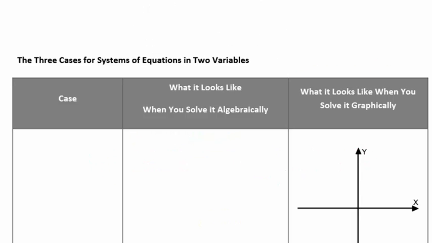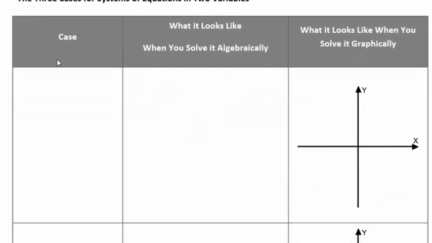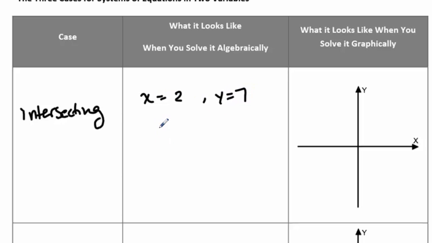Last, we have a summary here. 3 cases for systems. The first case is the intersecting case. When you solve this algebraically, you're going to get a numeric value for x and y. So you get something like x equals 2, y equals 7, for example. So you'll have the ordered pair 2, 7. And what this looks like would be 2 lines that cross at their common solution.